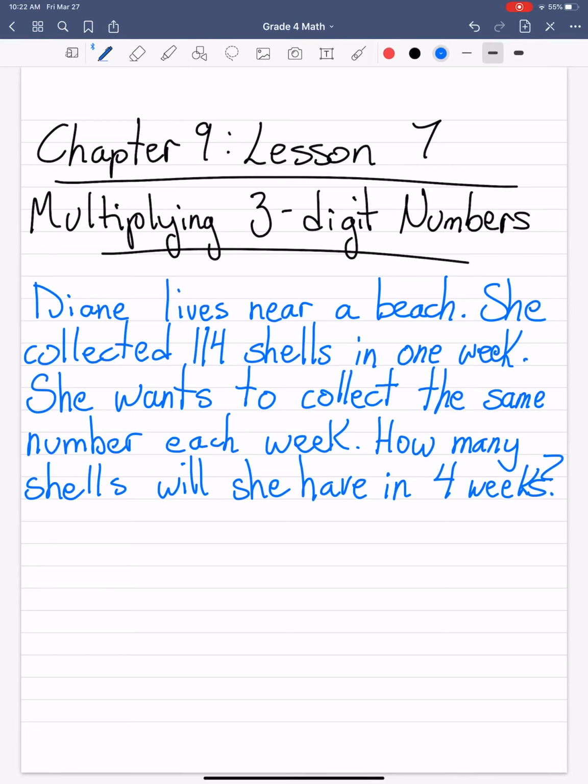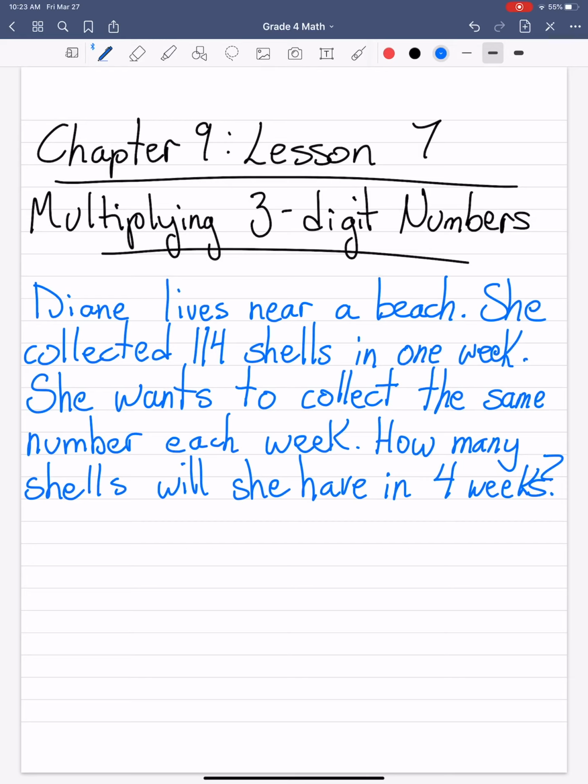Morning. This is Chapter 9, Lesson 7, Multiplying Three-Digit Numbers. So this is very similar to another lesson we did using multiplying with expanded form, except this time we're going to have three-digit numbers multiplied by a one-digit factor. So we're going to start with a word problem.